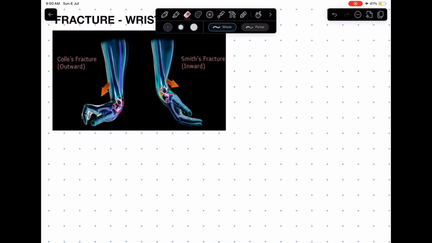Next are the fractures. So we have three fractures. One is Colles fracture, the second one is Smith fracture, and the third one is scaphoid fracture.